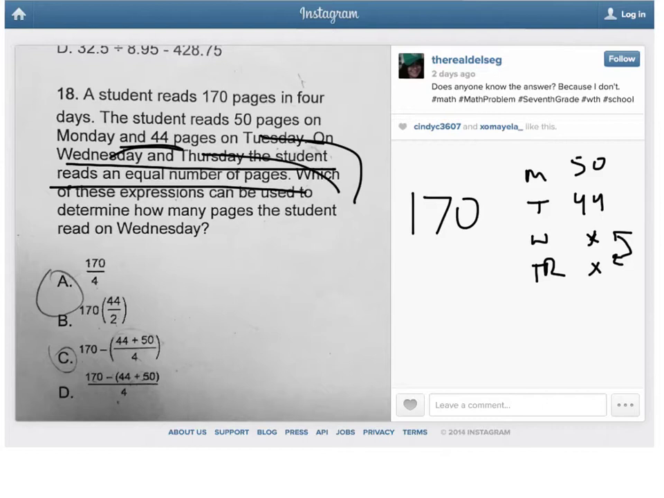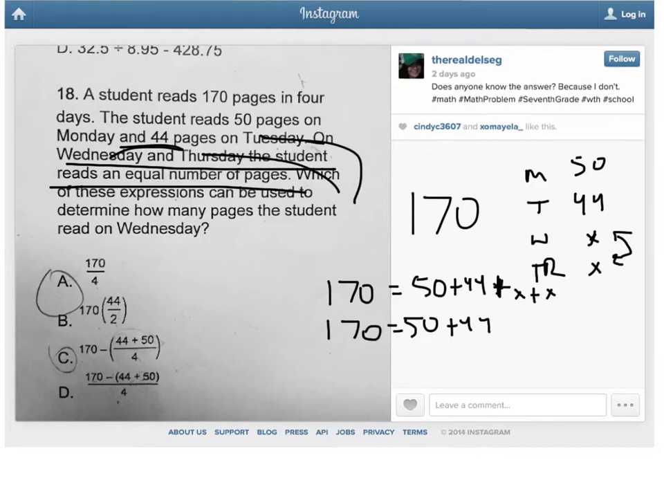Okay, so we want to work this problem. Essentially it is 170 equals our 50 plus 44 plus x plus x, which we know is 2x. So 170 equals 50 plus 44 plus 2x. Okay? Now let's say we wanted to solve it. Let's say we wanted x by itself. What we would do is simplify these two. That's 94. 170 equals 94 plus 2x.